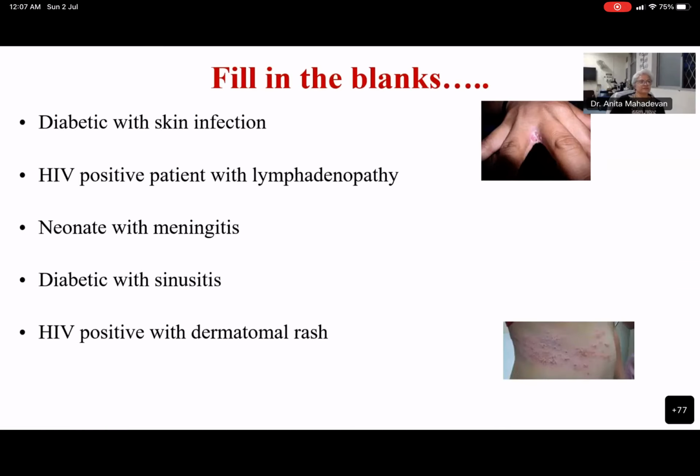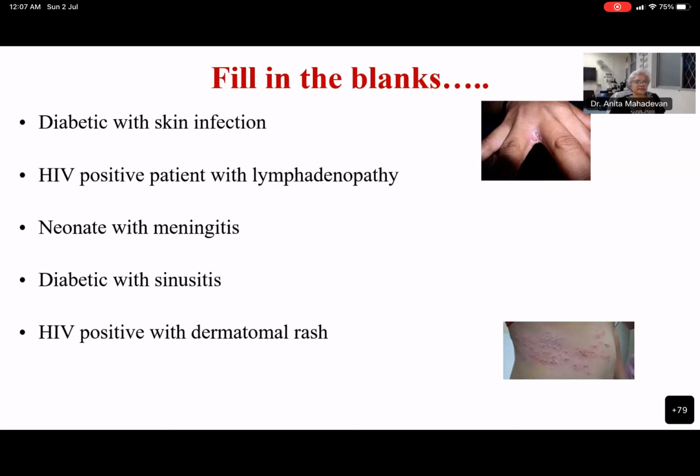I'm going to start with a lot of fill in the blanks that I want you to do. I'm not giving you A, B, C, D for this, so you have to fill it in. We'll start with the first one. Suppose you have a diabetic with skin infection looking like this. What do you think? Probably fungal. Okay. Do you want to be more specific? An immunocompromised individual with fungal infection. You think of fungal. Any of the others want to tell me what type of fungus? Do we have any answers from the audience? Candida. Yeah? Candida. Very good.